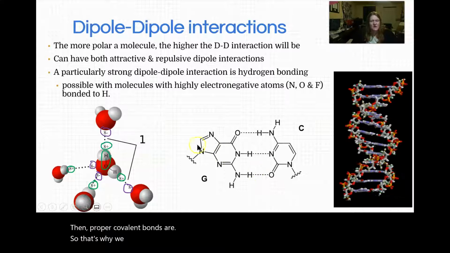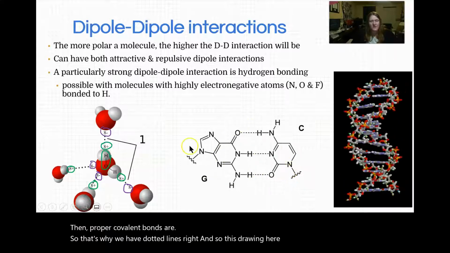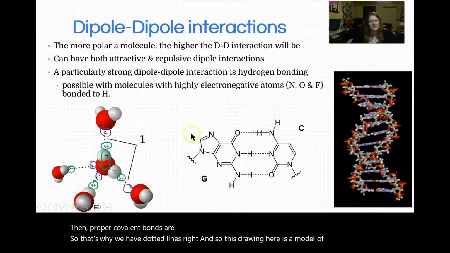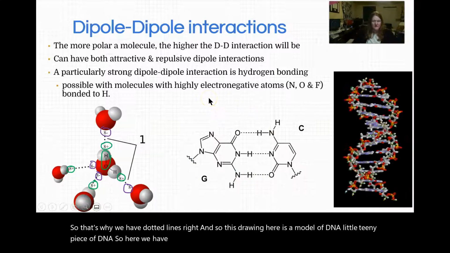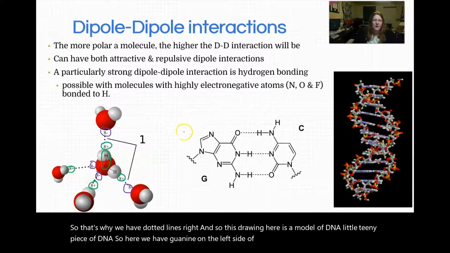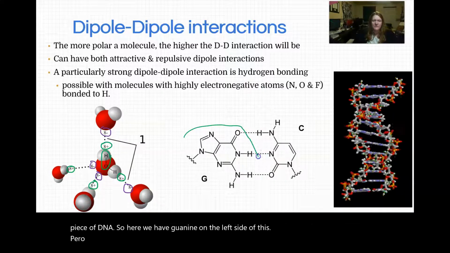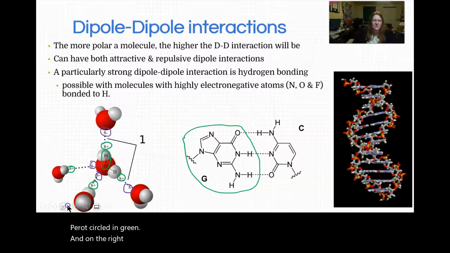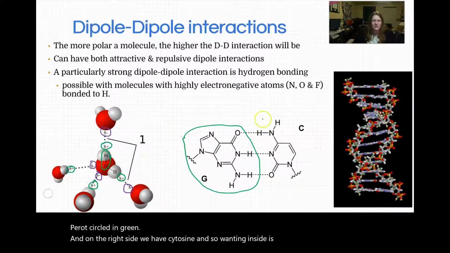And so this drawing here is a model of DNA, a little teeny piece of DNA. So here we have guanine on the left side of this pair. I'll circle it in green. And on the right side, we have cytosine. And so guanine and cytosine always pair up with each other.